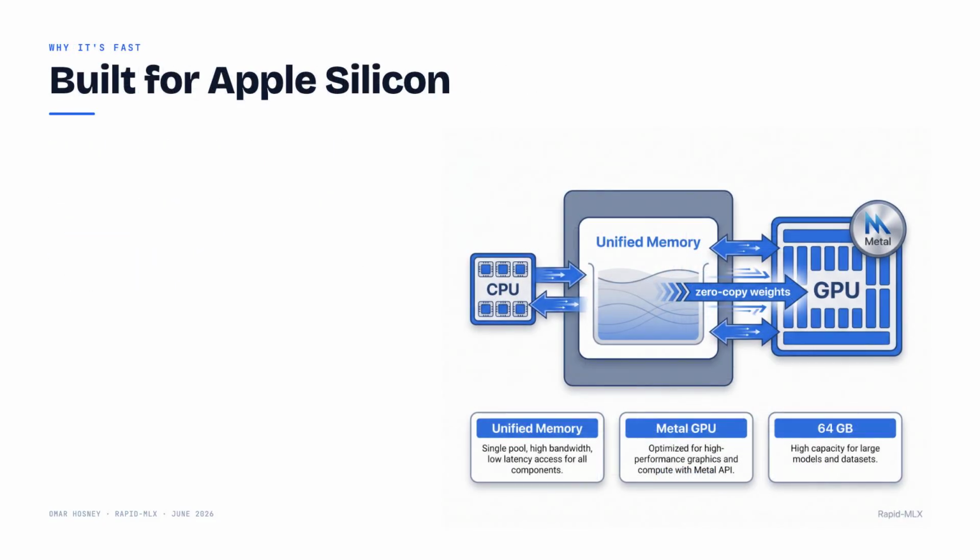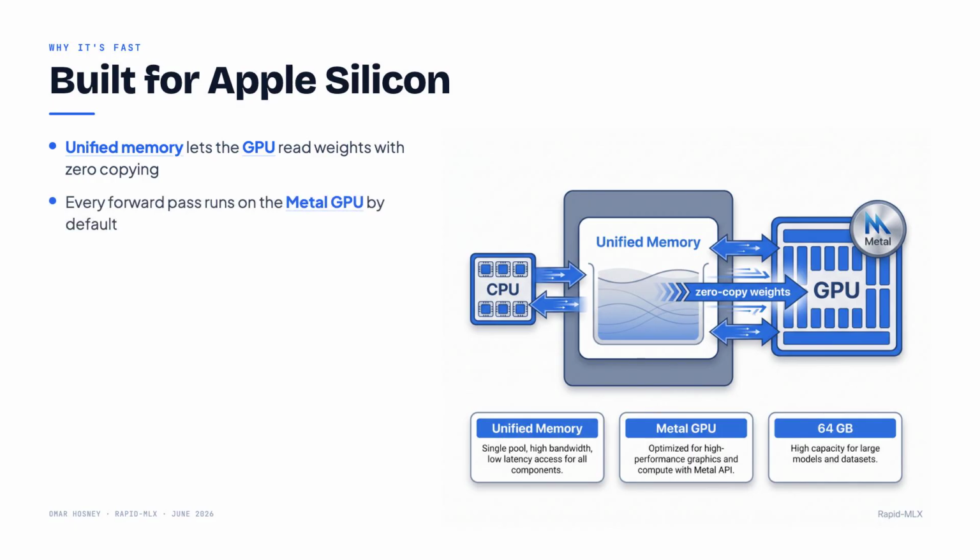So why is it fast? Apple's unified memory lets the GPU read model weights with zero copying between chips. Every forward pass runs on the Metal GPU by default. And with enough memory, a single Mac can hold frontier models that other laptops simply cannot.